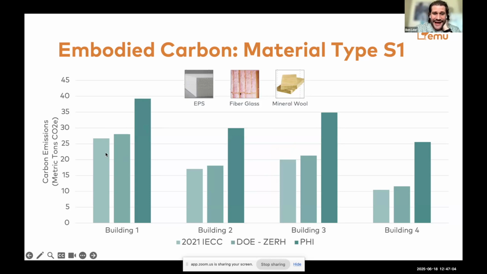energy use. If you're looking at the colors here, the light blue is when we built the building to code. The medium blue is when we're looking at the zero energy ready home, and the dark blue is when we build to the passive house standard. In each scenario, the passive house standard had more embodied carbon. Makes sense. We have higher R values, more material needed. So each one is going to consume a little bit more embodied energy. And you can see that building 3 uses a lot more energy than building 2, again, because of that form factor.